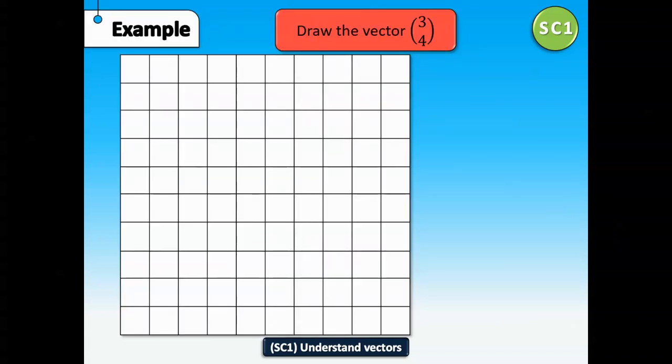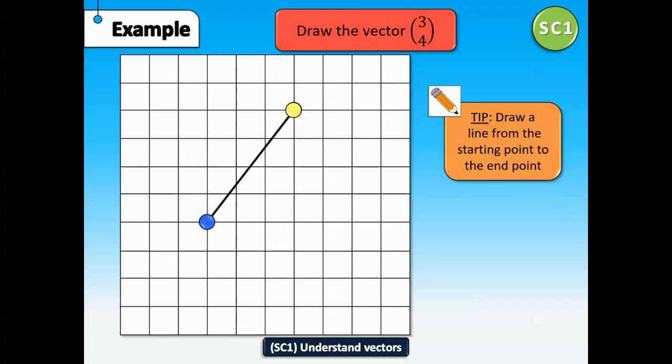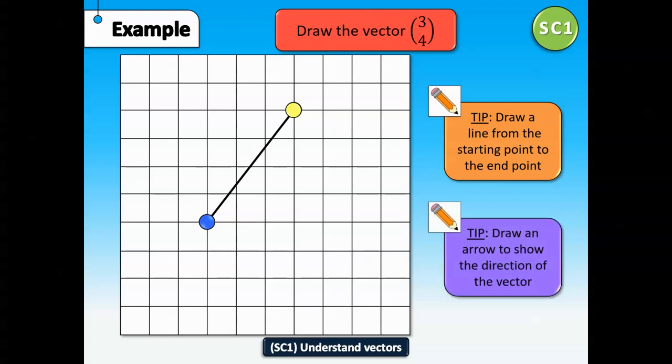So here on the grid, we want to draw the vector 3, 4. So we can pick a point anywhere on the grid, and we go 3 to the right and 4 up. And we join these 2 dots with a line and an arrow to show we've gone from the blue dot to the yellow dot. And that's a vector.